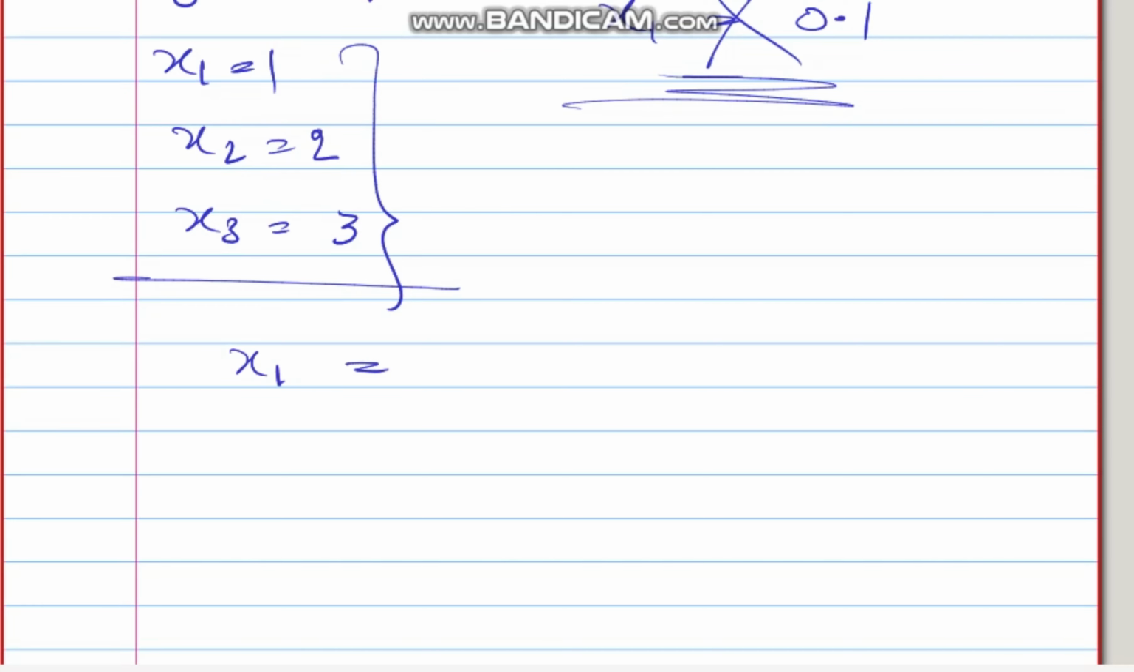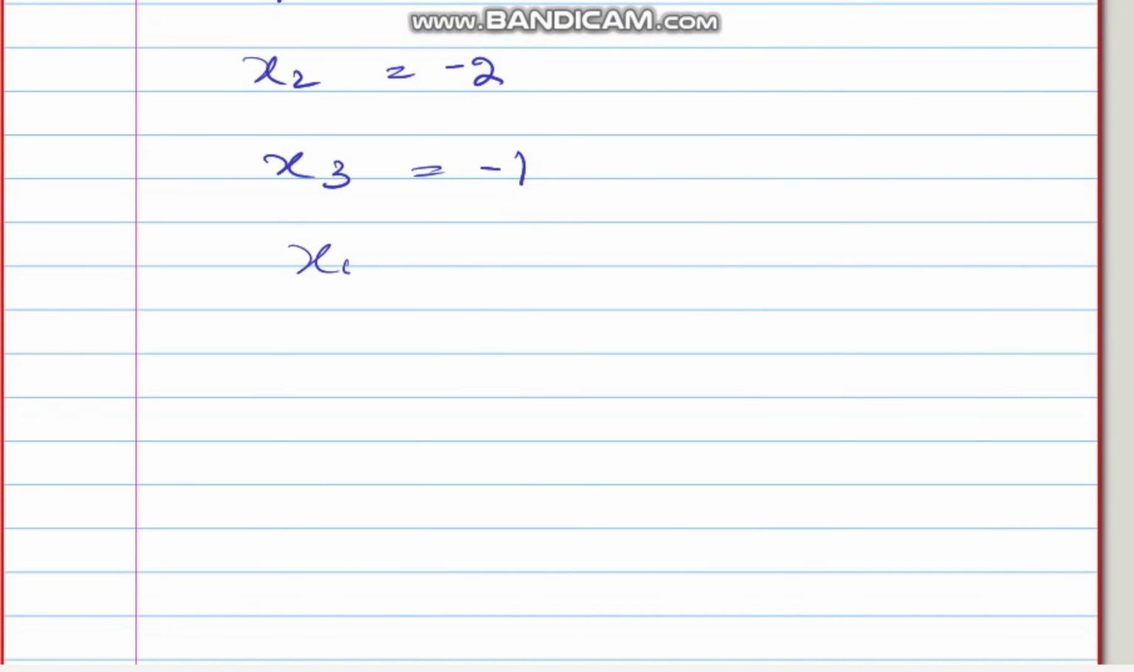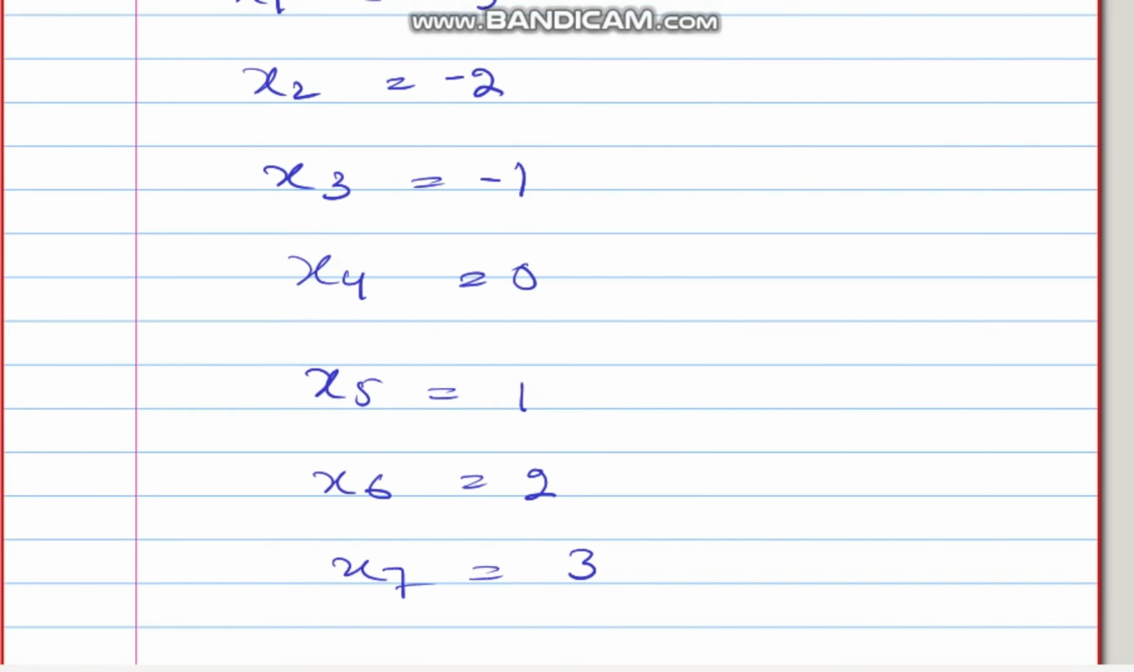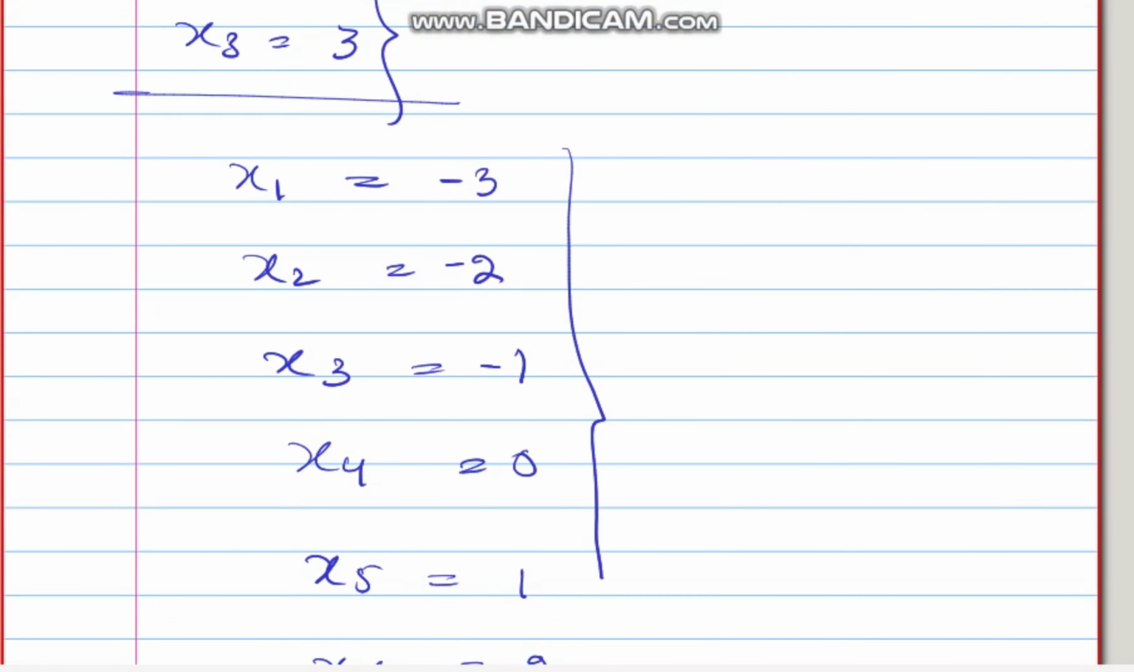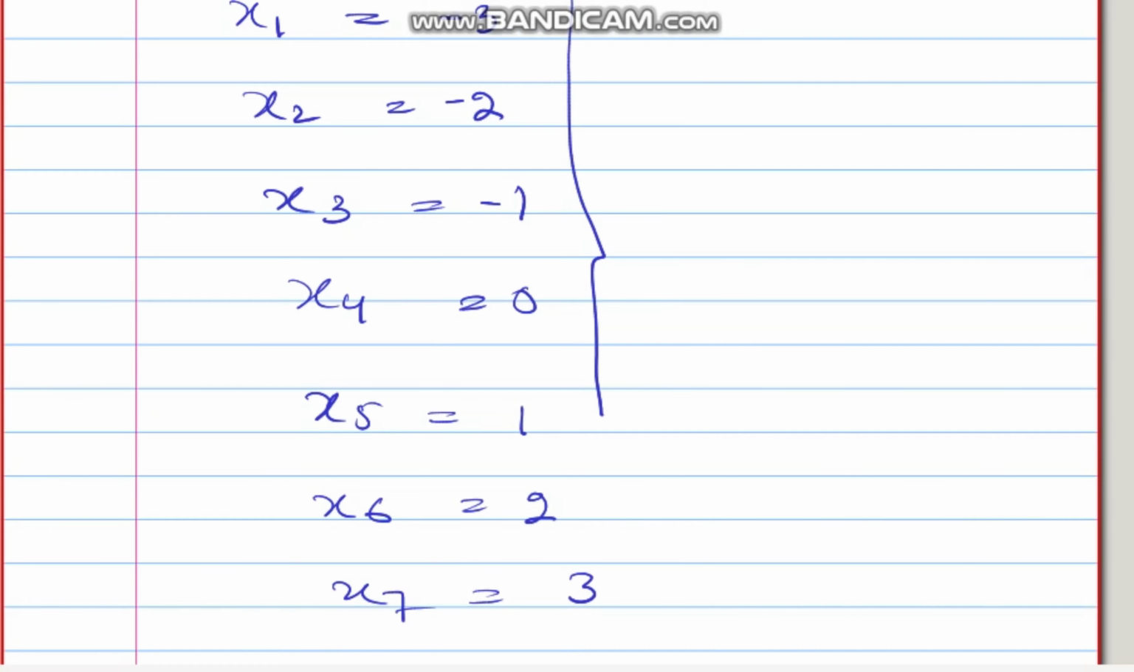I will start from the negative side. x1 is equal to minus 3, which means the first input is minus 3, the second input is minus 2, the third input is minus 1, the fourth input is 0, the fifth input is 1, the sixth input is 2, and the seventh input is 3. I take these seven inputs to graph the above function.